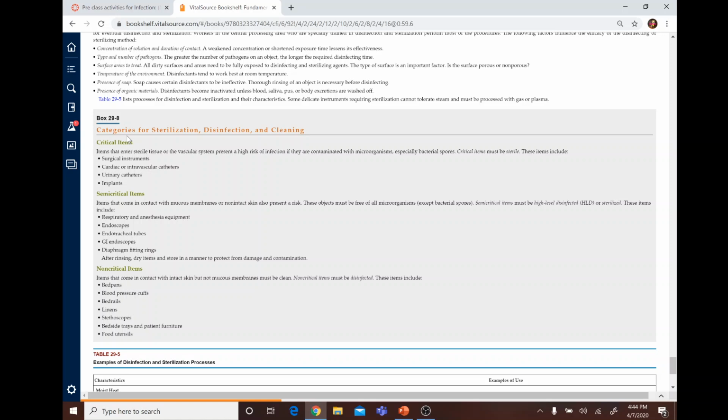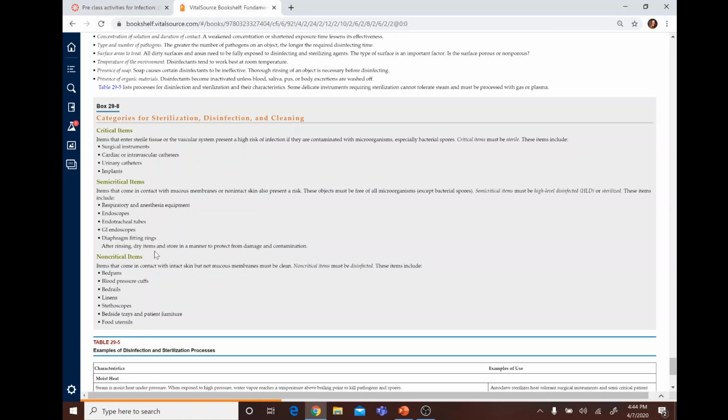So after rinsing and drying, items are stored in a manner to protect from damage and contamination. What do we know about non-critical items? Items that come in contact with intact skin but not mucous membranes must be clean. Non-intact items must be disinfected. What are some examples of non-critical items? Bedpans, blood pressure cuffs, bed rails, linens, stethoscopes, bedside tray, patient furniture, food utensils.